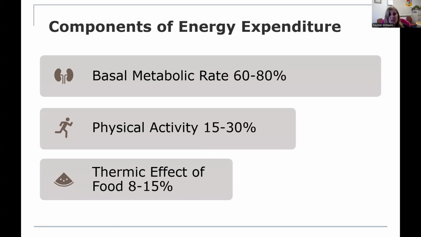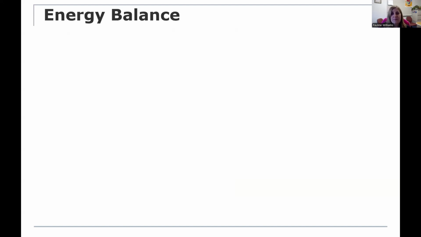The last component is what's called thermic effect of food. Now, digestion is not part of your basal metabolic rate. Digestion is part of what we call thermic effect of food. And this accounts for anywhere from like 8 to 15% of energy expenditure. It's usually about 10% on average. And this expenditure comes from the energy it requires to digest food.